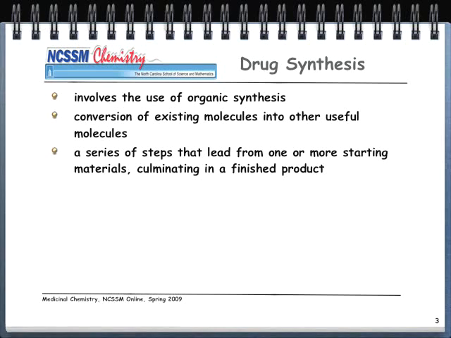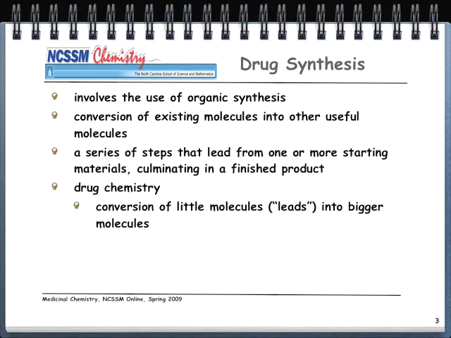And it's a series of steps that leads from one or more starting materials, and it culminates in a finished product. So basically what you want to do is start with compound A and eventually end up with compound B, C, D, E, or even Z somewhere down the line. So you're starting with some starting materials and you culminate in a finished product. In terms of drug chemistry, what we're most often doing is converting little molecules, often called the lead drug, into some sort of bigger molecule, which is actually the therapeutic drug that we end up giving to the patient.